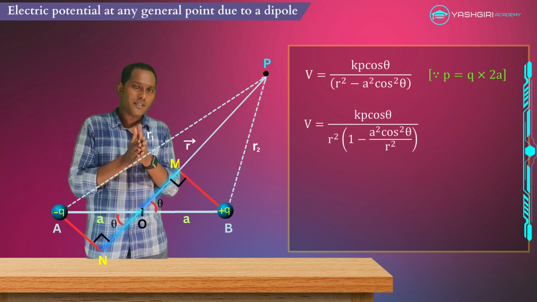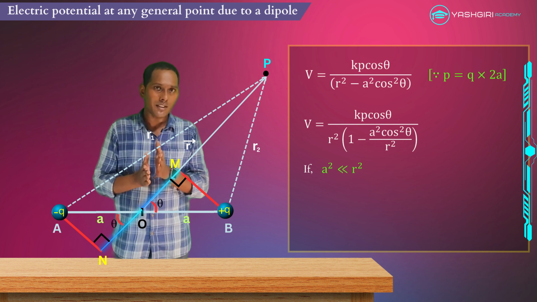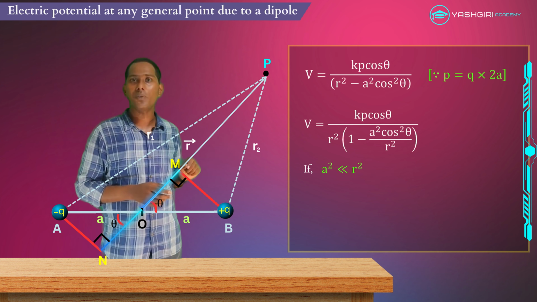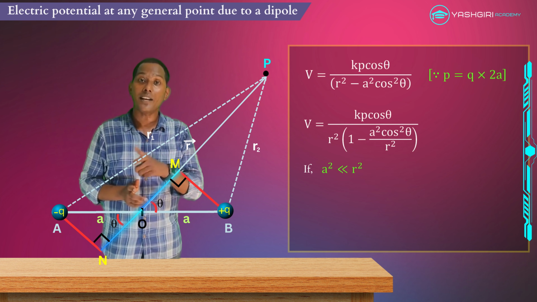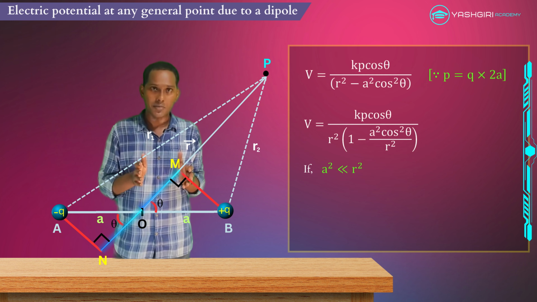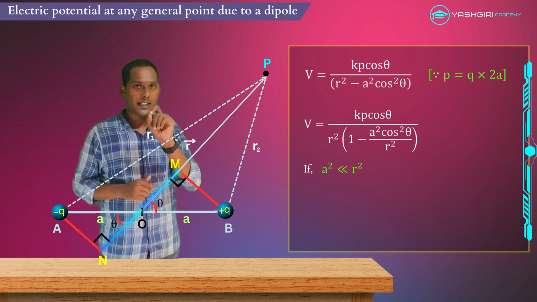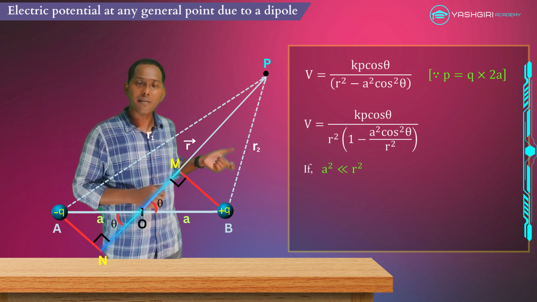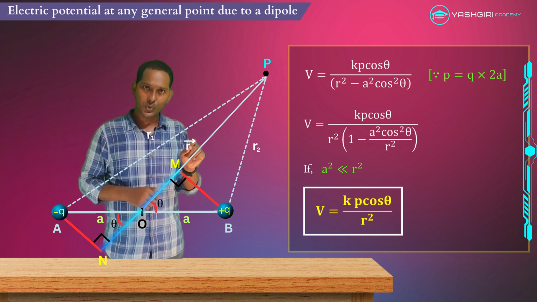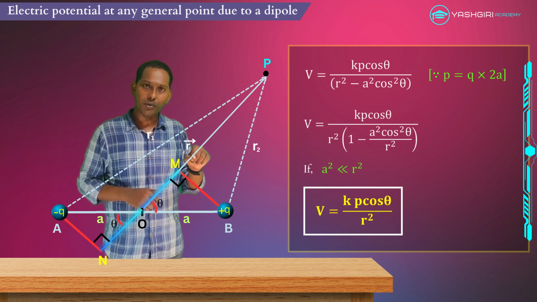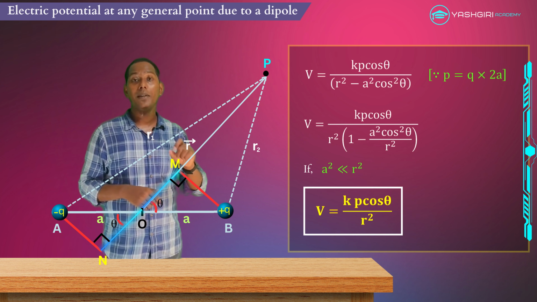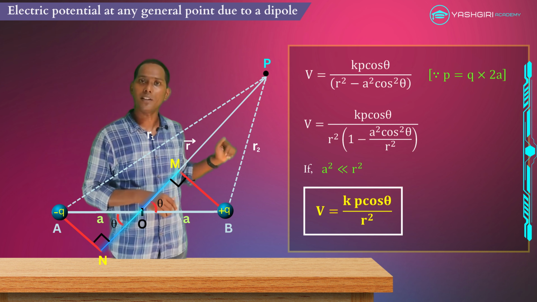If I consider r is very much greater than a, in that case the term a square cos square theta by r square will be very negligible. And in such a case, my equation for the electric potential will be K, the electric dipole moment p, cos theta divided by r square. So this is the equation to make a note.